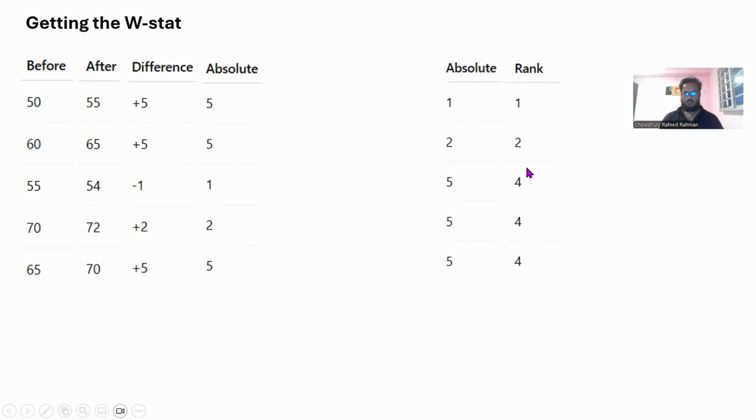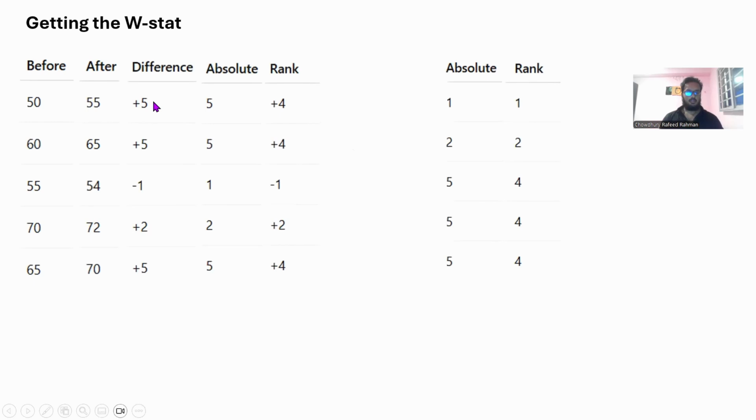Now, obviously you have one question here: why do we have 4 here? You can see that these differences are equal. Obviously you could assign 3, 4, and 5 to them, but if you take the average of 3, 4, and 5, it is going to be 4, and we are going to assign that average to all of these. That's how this is done. So these are basically your ranks right now. These are absolute ranks and these are signed ranks.